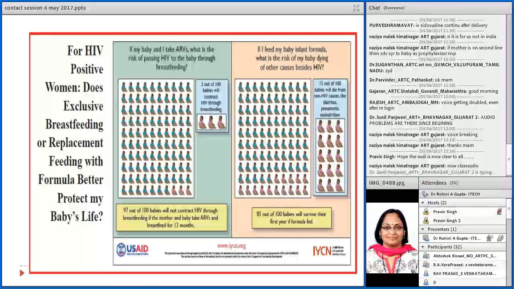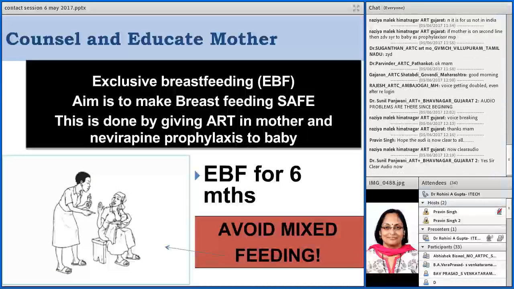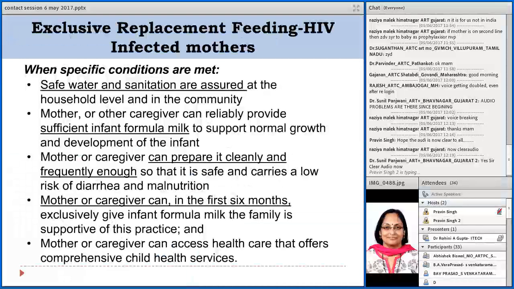And remember, we are doing an early infant diagnosis. These 3 babies will be immediately started on ART and their life will be saved. So it's very important to counsel and educate the mother about exclusive breastfeeding. What is the aim? The aim is to make breastfeeding safe. This is done by giving ART to the mother and nevirapine prophylaxis to the baby. Avoid mixed feeding.